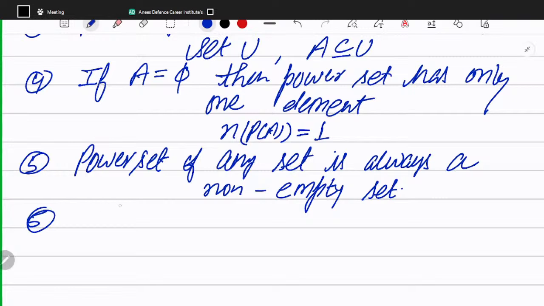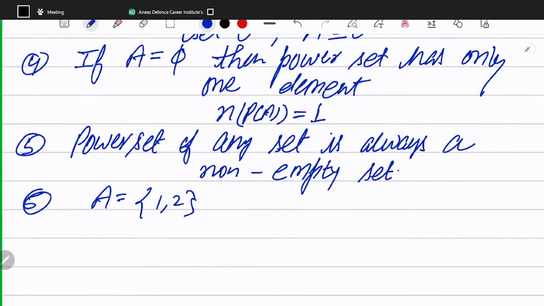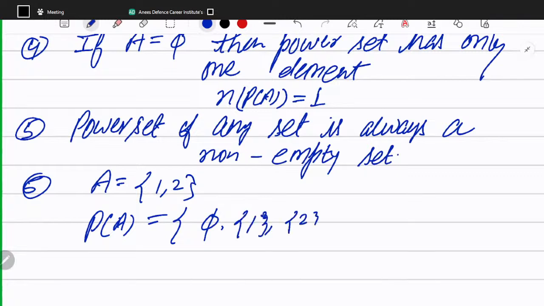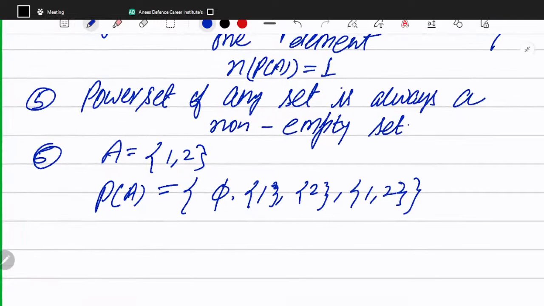Suppose set A is equal to {1, 2}. Power set of A is equal to {phi, {1}, {2}, {1, 2}}. That means A belongs to PA.